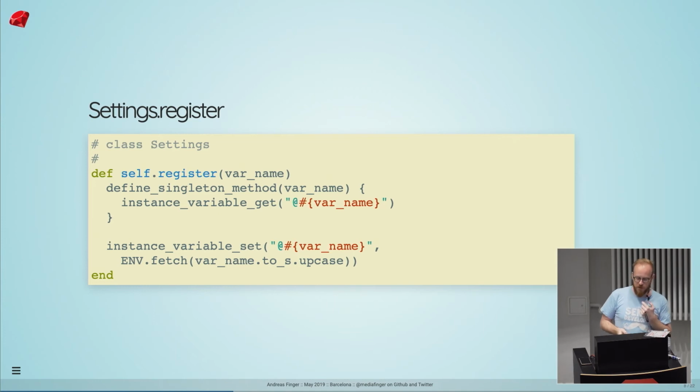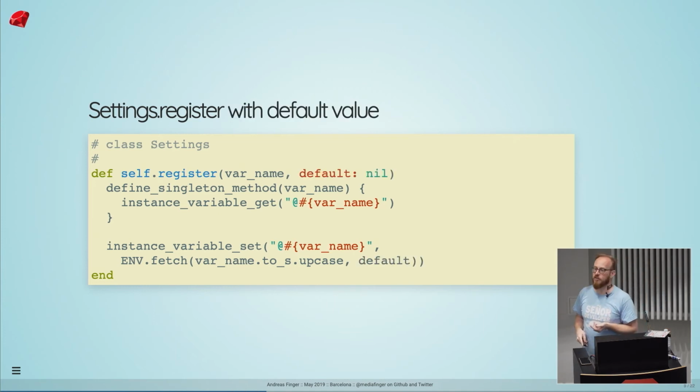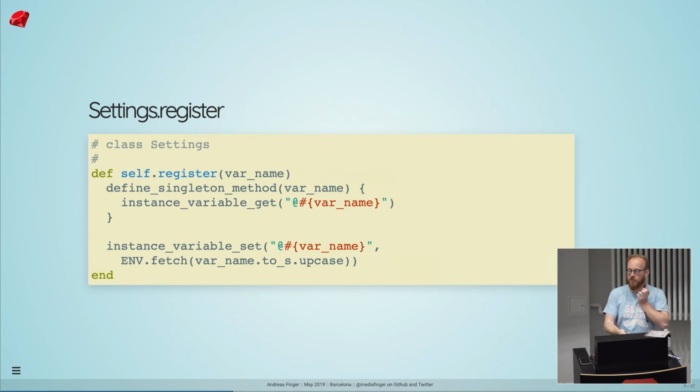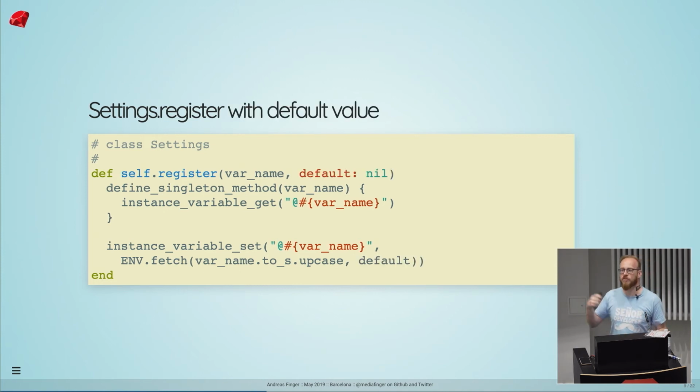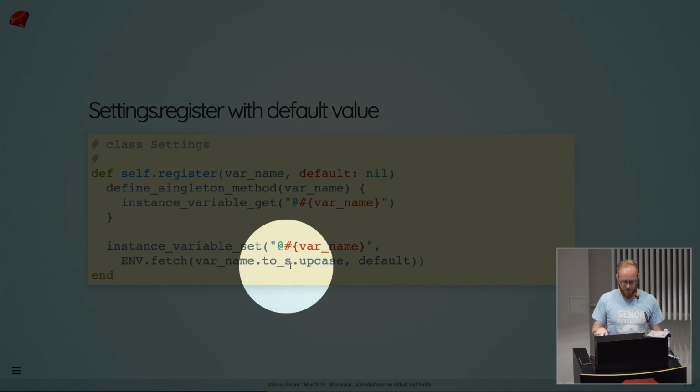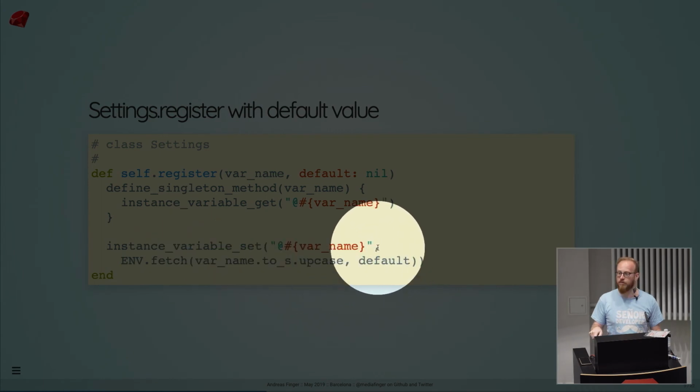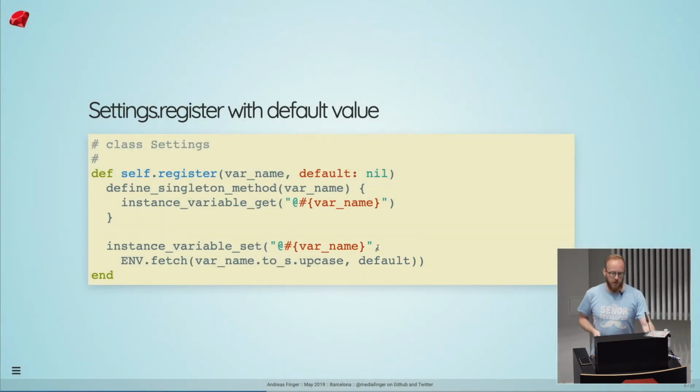But we wanted to have the ability to set default values. As you can see, it's almost the same code, but now with a second parameter, default, and default has a default value of nil. The only change is down here in the ENV.fetch, where we're using this default value. So now, when the environment variable with this name doesn't exist, it will use the default given. The default is by default nil, so it's just not there, which is fine in some cases.